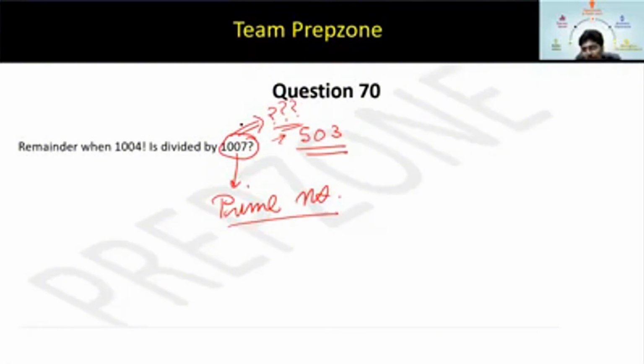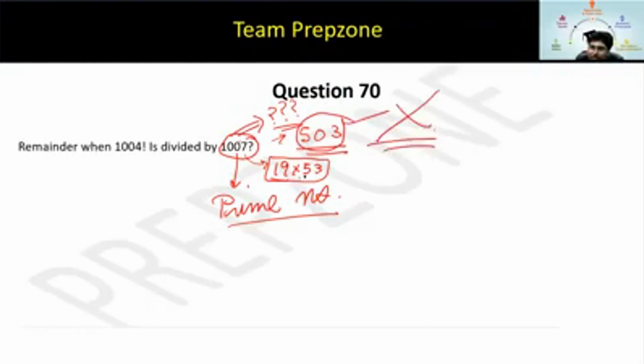Is this a prime number, everyone? This is not a prime number, but this is 19 into 53. That was a trick question just to check your concentration. In CAT, if you're getting this question and marking the answer as 503, this will be wrong because this is not a prime number.